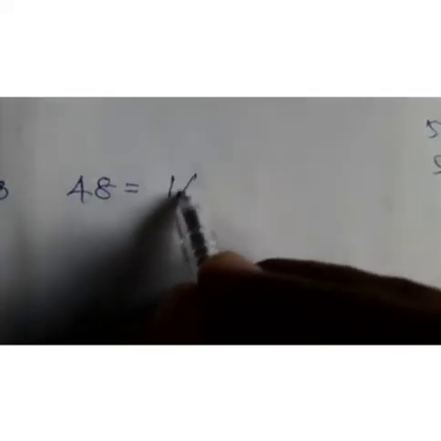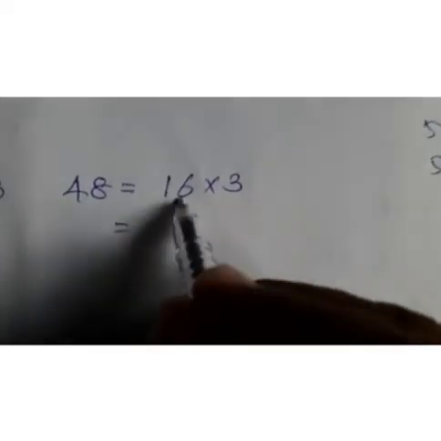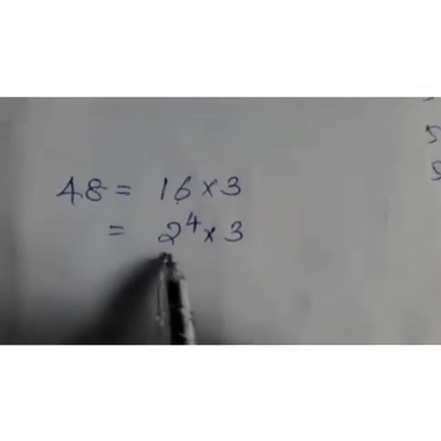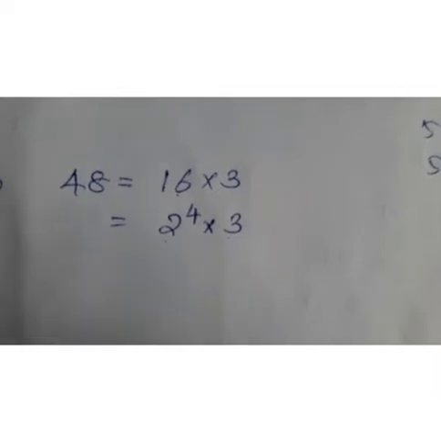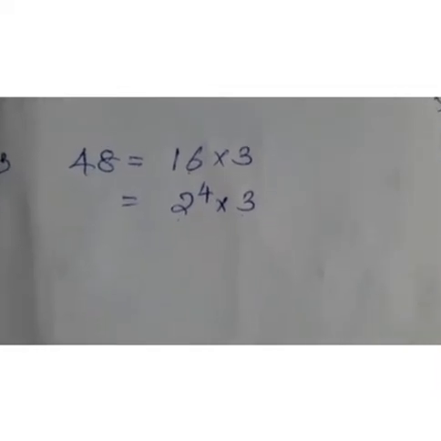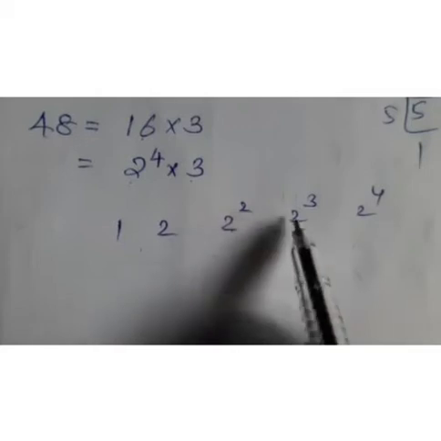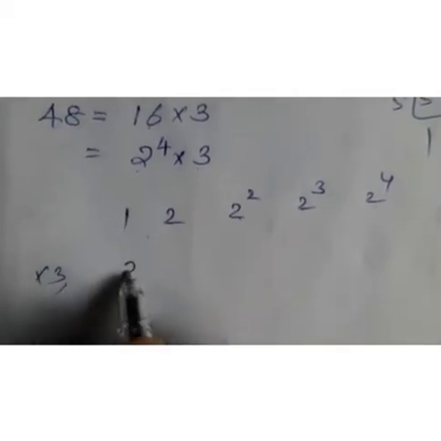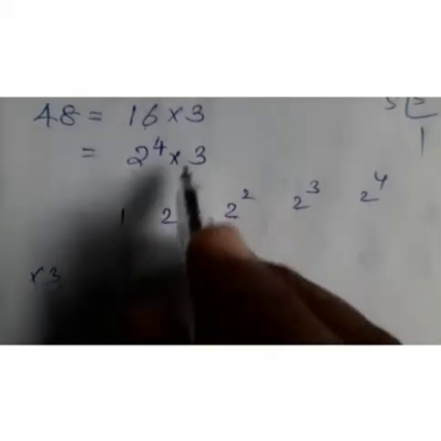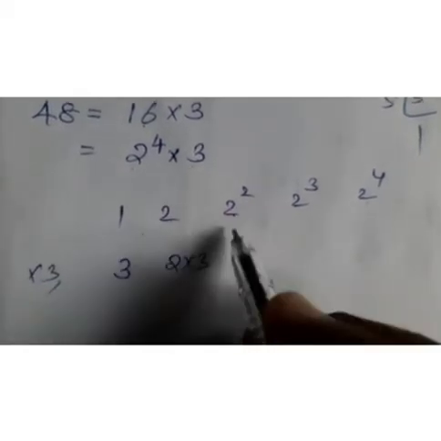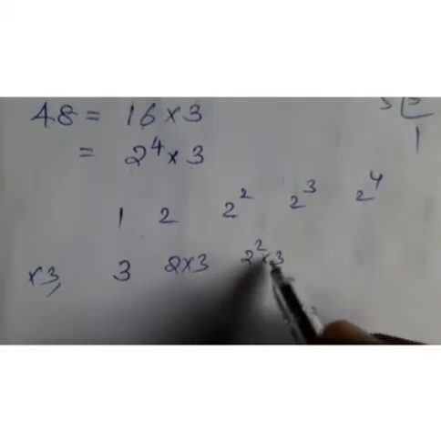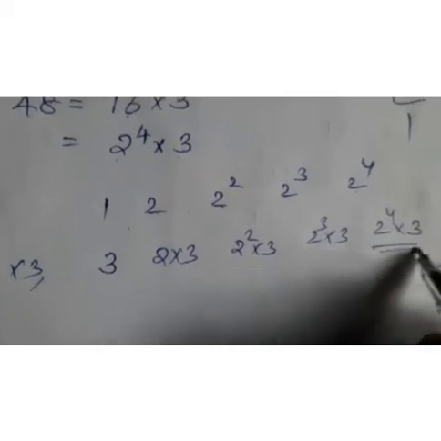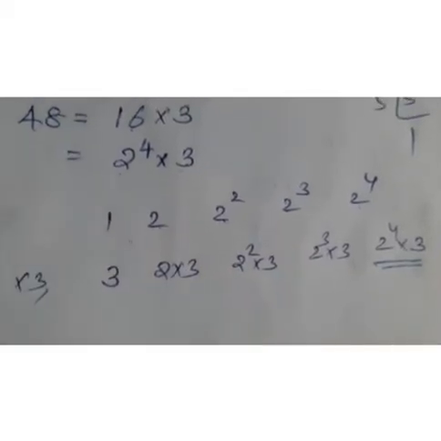48 we can write as 16 into 3. The 16 we can write as 2 raised to 4. So 2 raised to 4 into 3. Till 2 raised to 4 into 3 you should list out the factors: 1, 2, 2 square, 2 raised to 3, 2 raised to 4. Then multiply with 3: 1 into 3 is 3, 2 into 3, then 2 square into 3, 2 cube into 3, 2 raised to 4 into 3. 2 raised to 4 into 3 is 48.